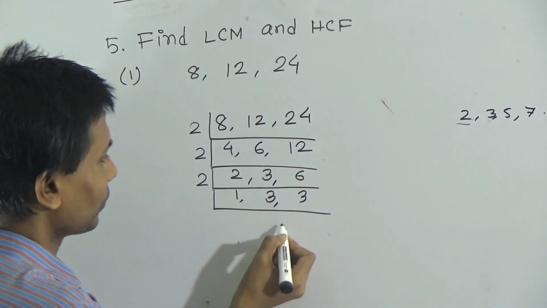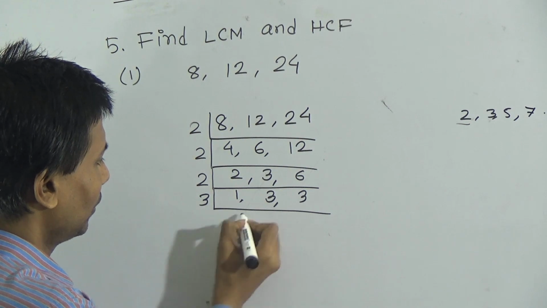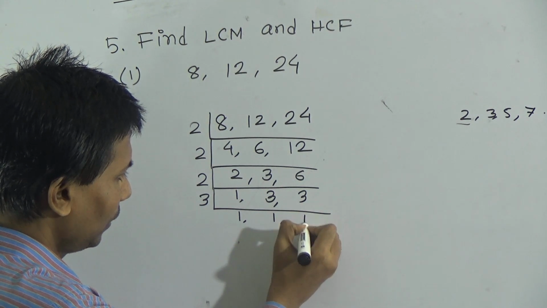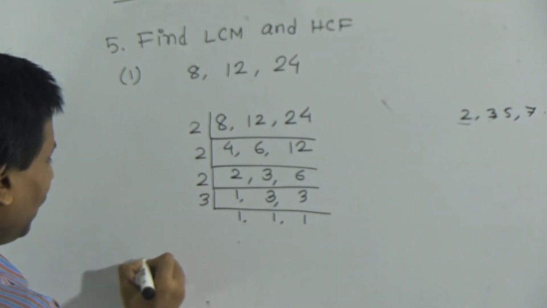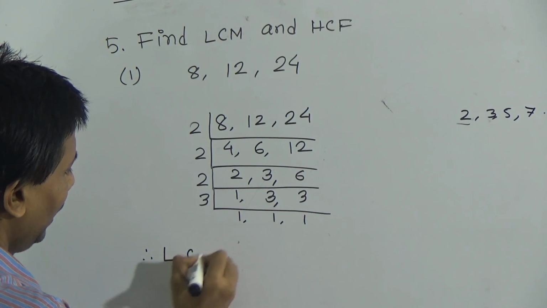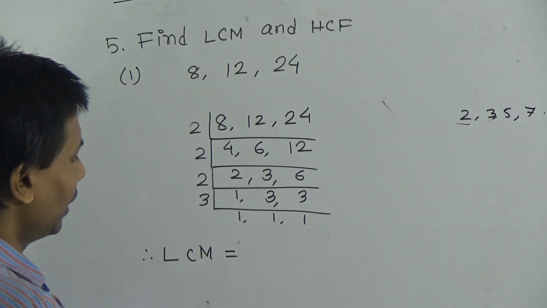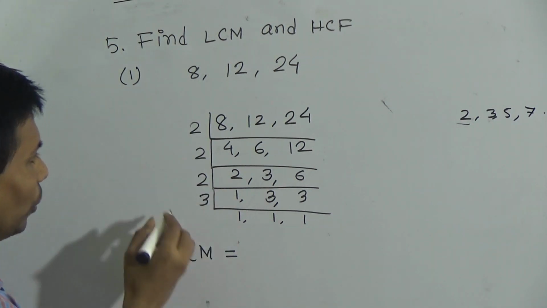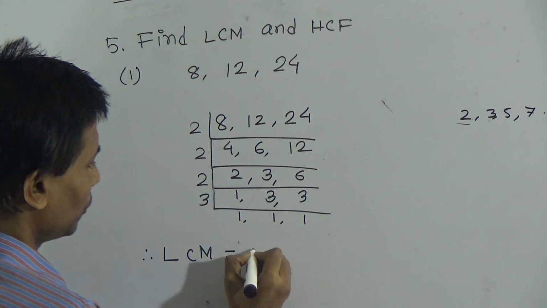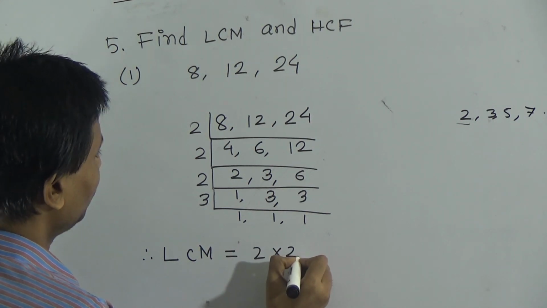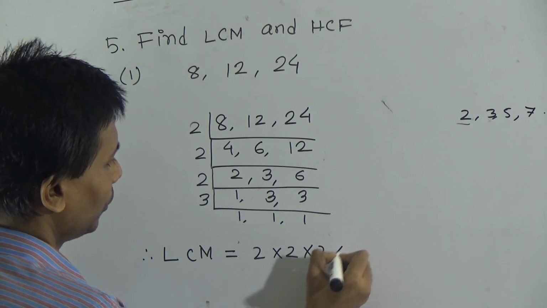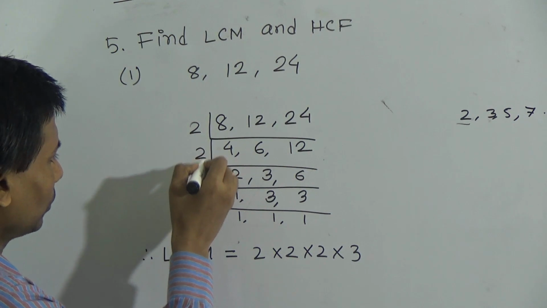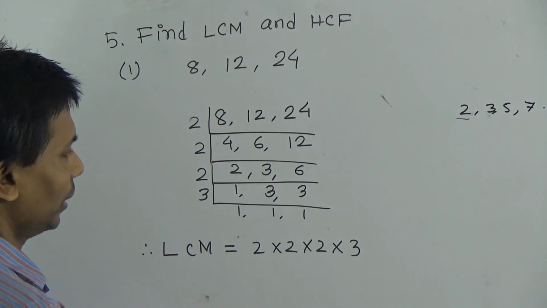Now look, you select 3. If you divide 3 by 3, you get 1, then 1. Therefore, LCM, that means least common multiple. Look, we have 2, 2, 2, 3. You write it in multiplication form, that means 2 into 2 into 2 into 3. No need to write 1.